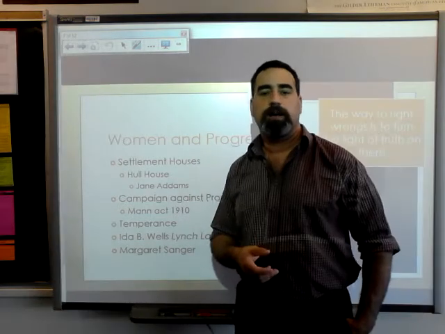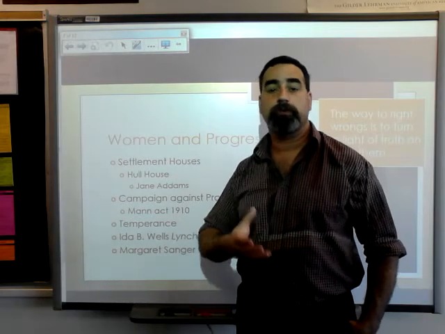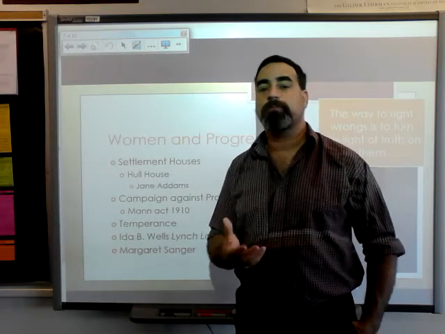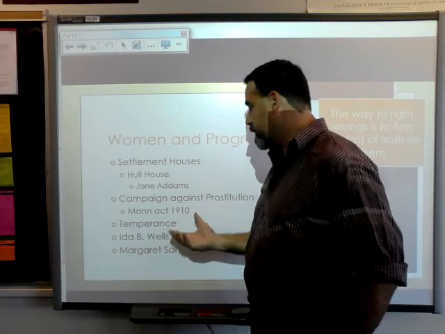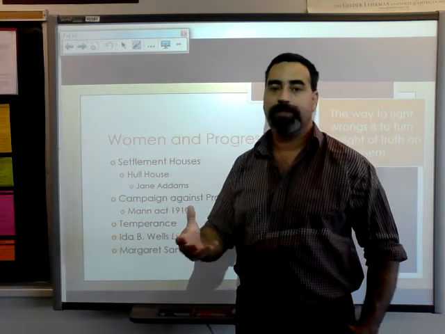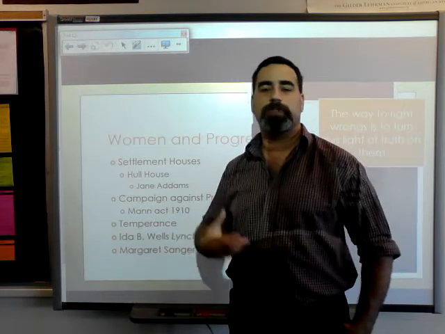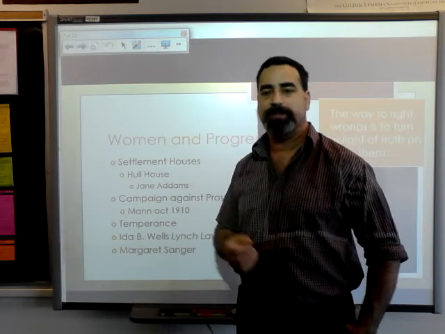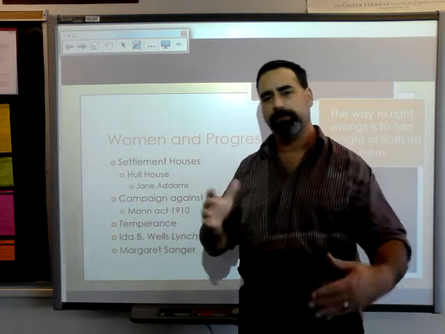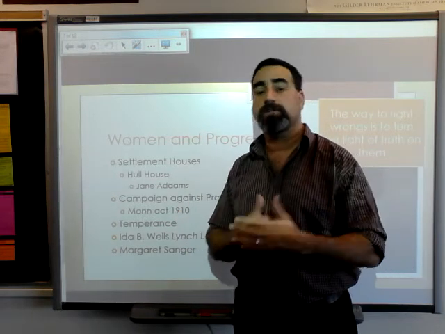For instance, unions were definitely a part of the progressive movement, clearly. But obviously, union members are not going to really have much to say about temperance. They're not going to like the idea of not being able to drink. So we actually are going to see some conflicts between the women's movements and the temperance movement. So this is an example of how not all progressives necessarily saw eye to eye.